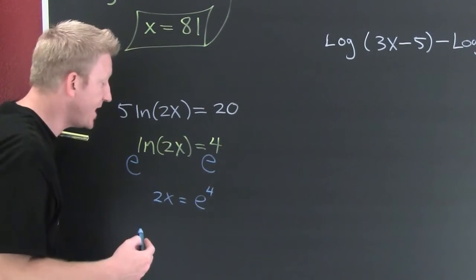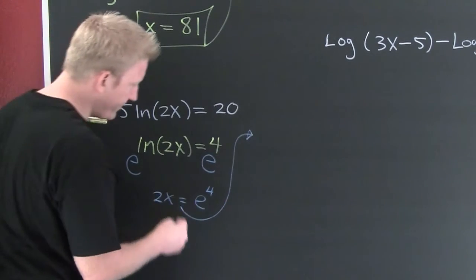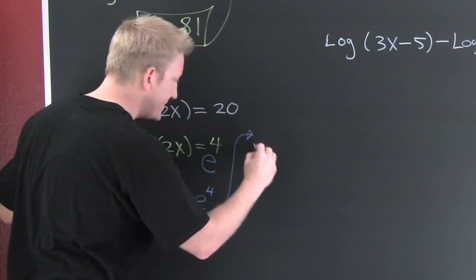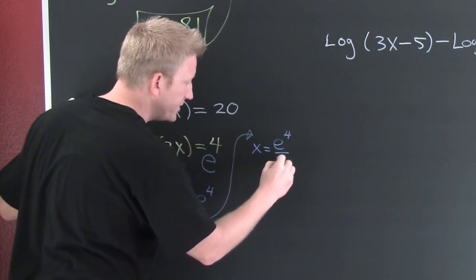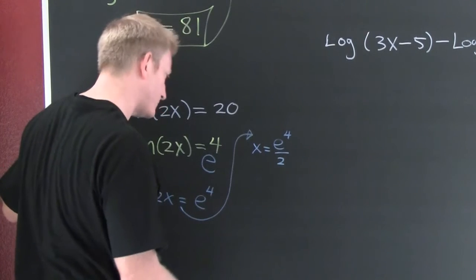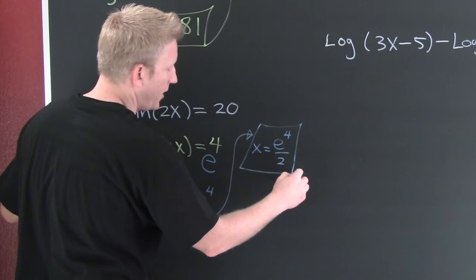Now, I'm a fan of exact answers. So I'm going to take it up here, divide by 2, and find that x is equal to e to the 4th over 2. And then what? A box.